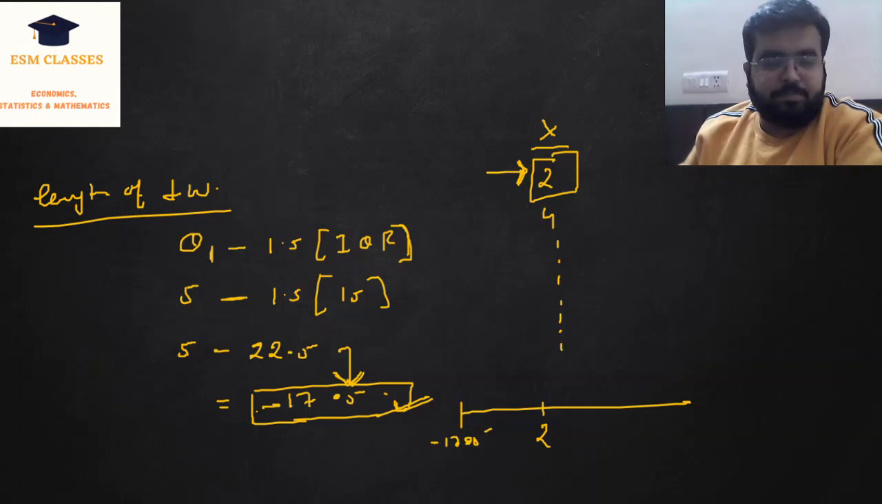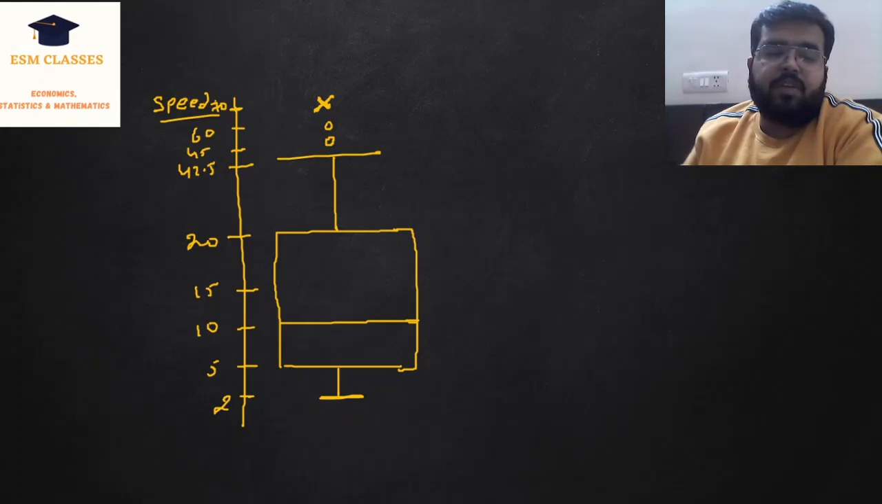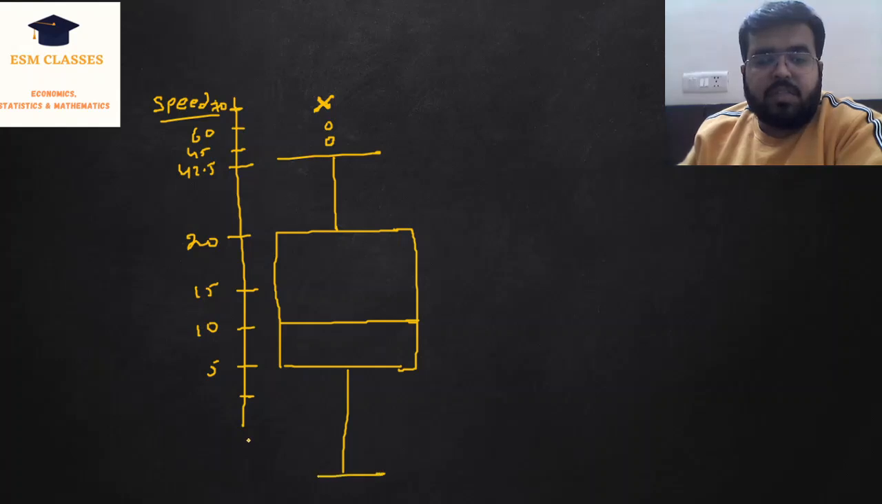But let's say if I change the data set a little bit, and now my dataset values are like this: minus 30, minus 20, minus 5, and so on and so forth. In this case, minus 17.5 is lying within my data range, right? Therefore, I will make the whisker till minus 17.5. Please remember that. So let's say this is minus 17.5.